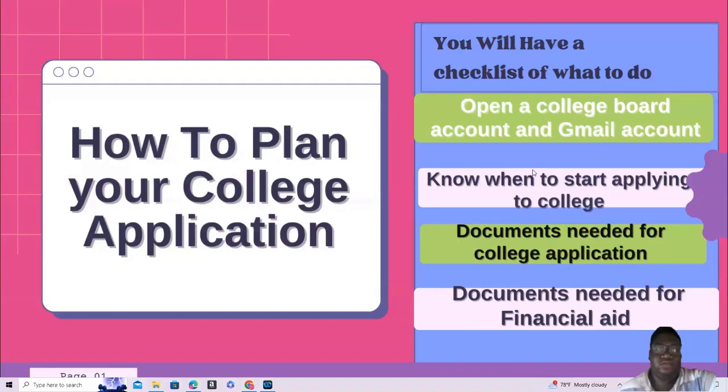The first step to any college application is opening a College Board account, and if you don't already have one, a Gmail account. You should also note the time in which you should start applying to college. This would normally be in your junior or senior years of high school. In this presentation, I'll be talking about the documents needed for college application and the documents needed for financial aid.